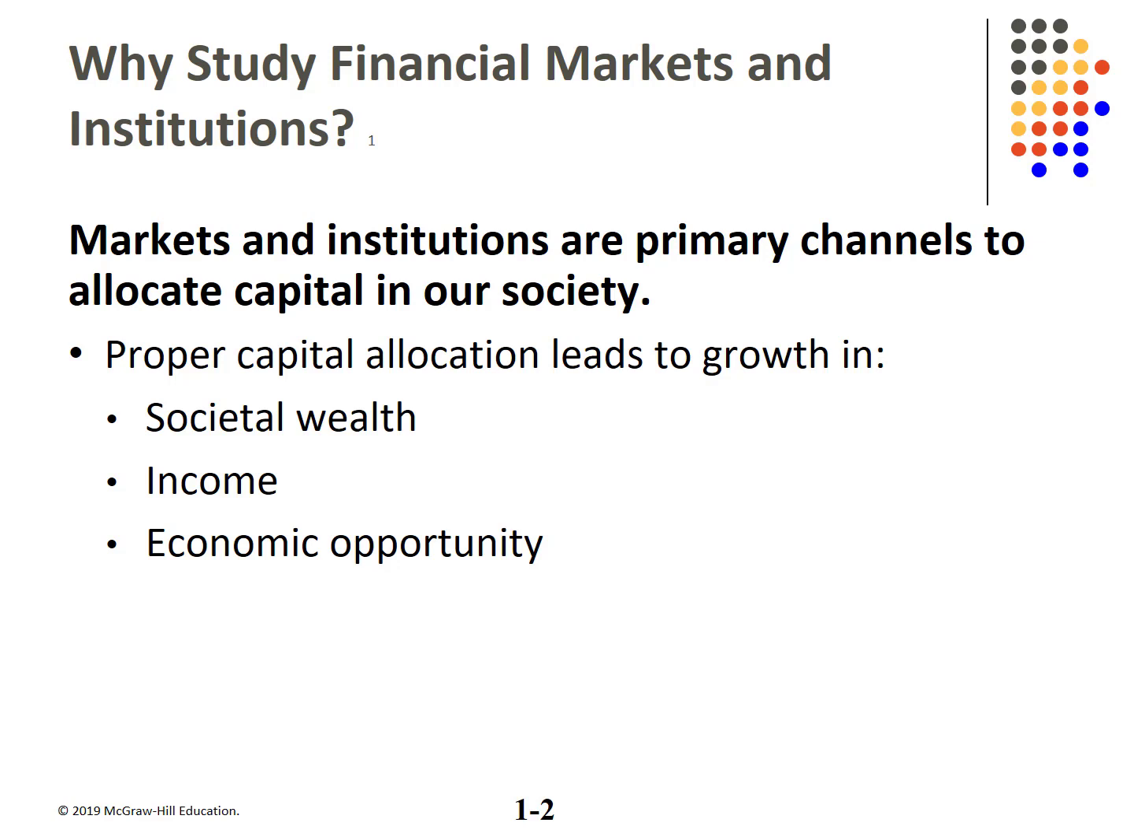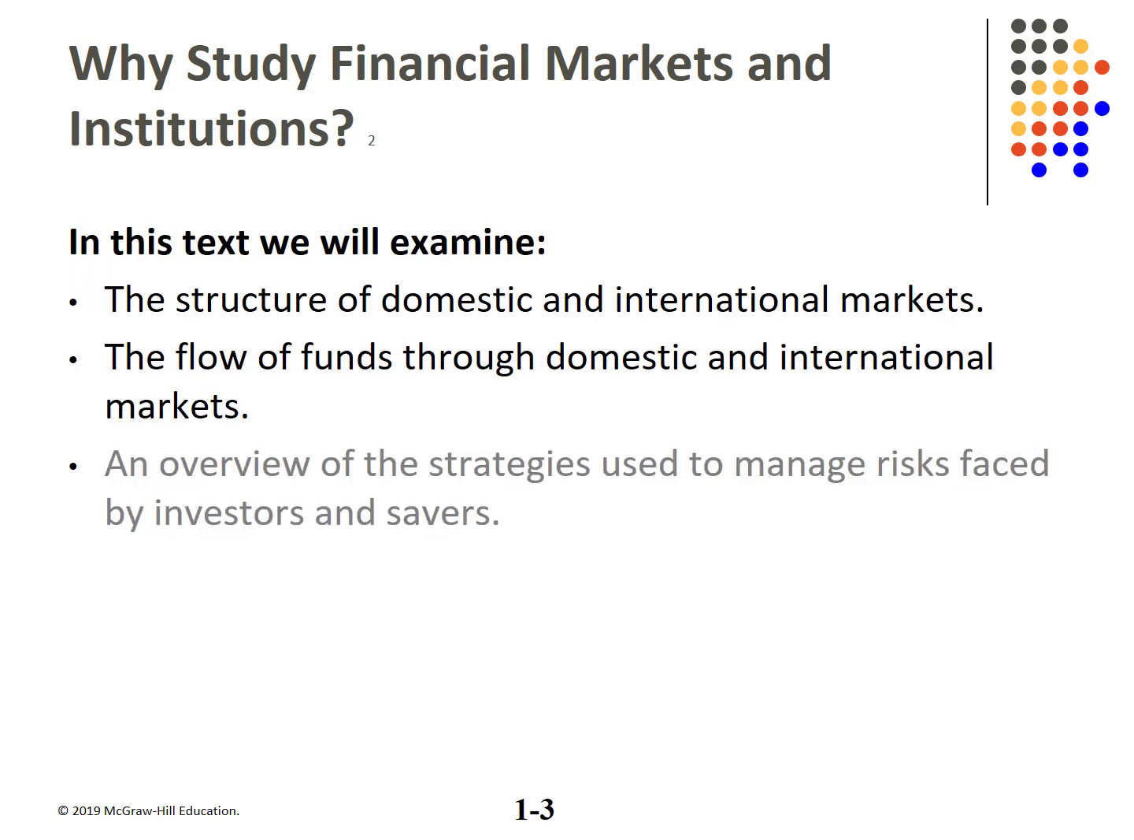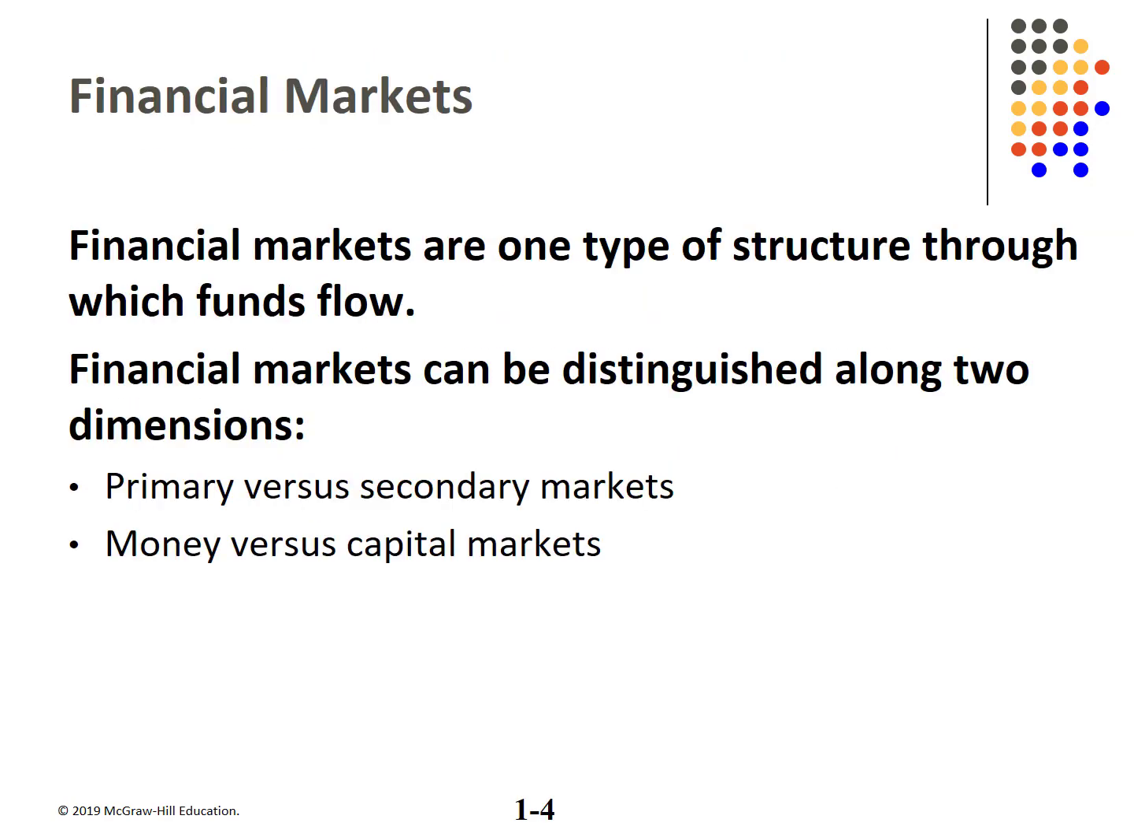Efficiently transferring capital between those who need it to those who have it benefits the economy in several ways. It increases wealth. It provides income, provides economic opportunity. In this class, we'll examine 2 of the 3 items on this slide. We need to understand the structure and operation of both domestic and international markets and how funds flow through both. Financial markets are one, but not the only structure through which funds flow between demanders and suppliers.